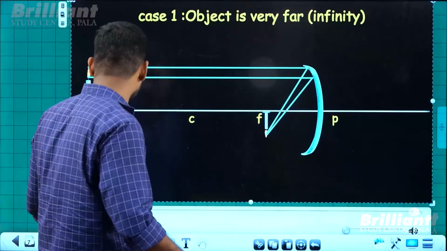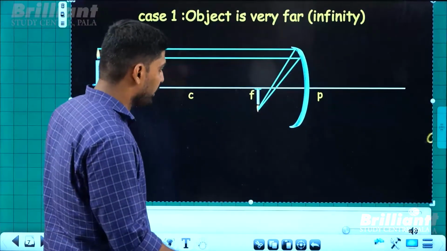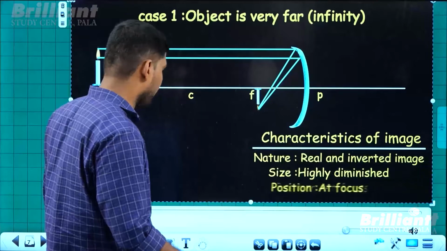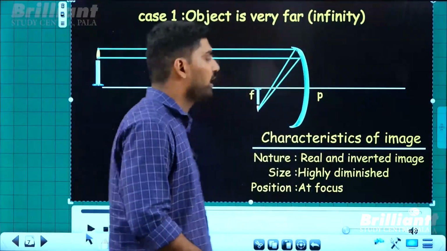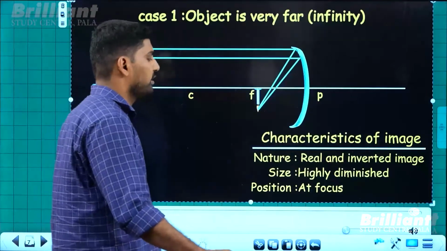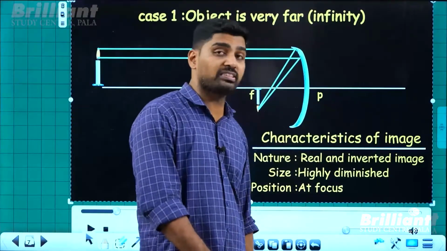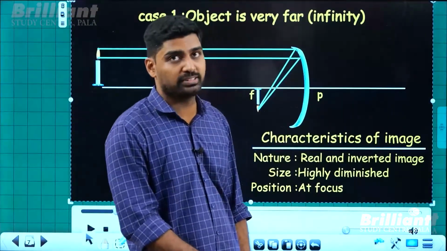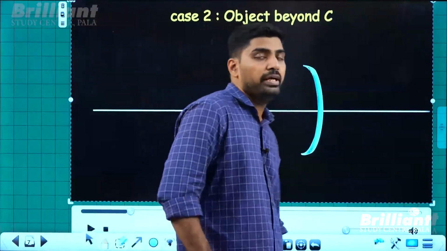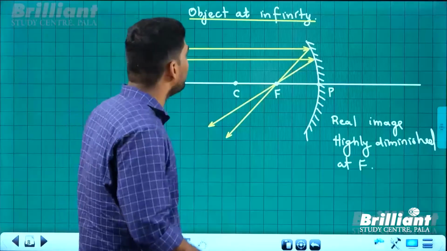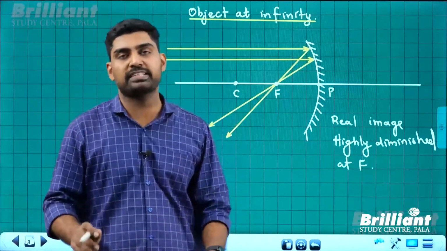Let us also look at the properties of the image. What are the characteristics of the image? It is a real and inverted image, highly diminished, and what is the position? It is formed at the focus. I hope that is clear. So that was the case when the object is placed at infinity.